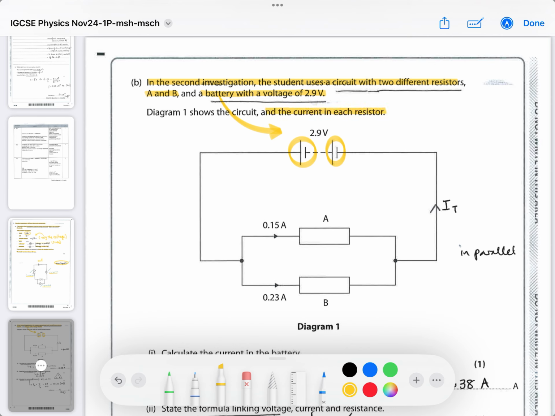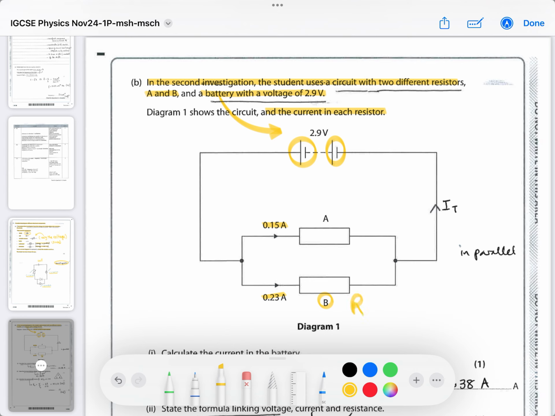The diagram shows the circuit and the current in each resistor. Now you can see the current in resistor A is 0.15 amps, and the current in resistor B is 0.23 amps. That means that B is allowing more current through, although they have the same voltage. So if it's allowing more current through, that means that B must be a lower resistance.